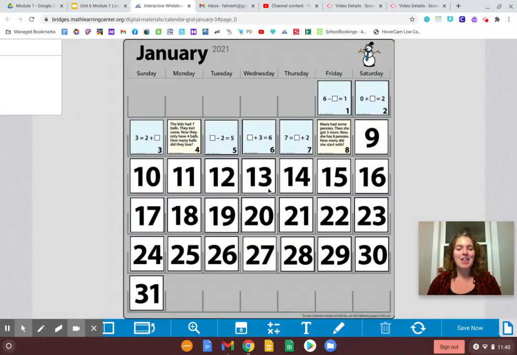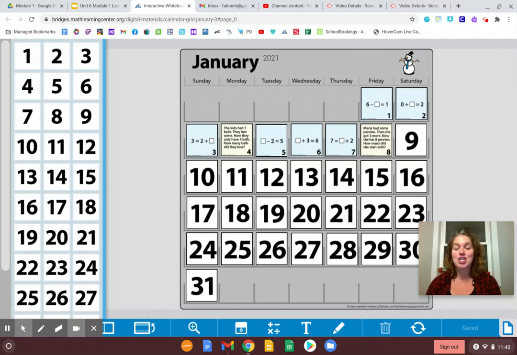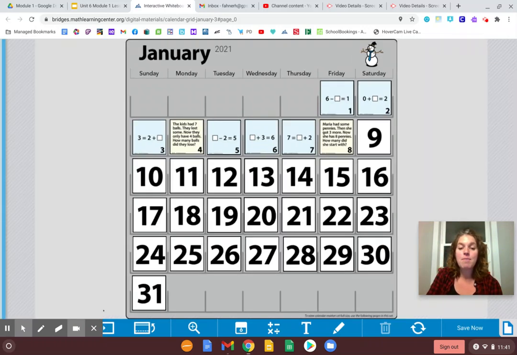So we're going to look at our calendar. We are in the month of January. It is Friday, January 8th, and our year is 2021 because we're in a new year. We have been working really hard at figuring out the missing numbers. Some of them were equations, where we would have 3 equations to work through, and then we'll have a word problem here and there.